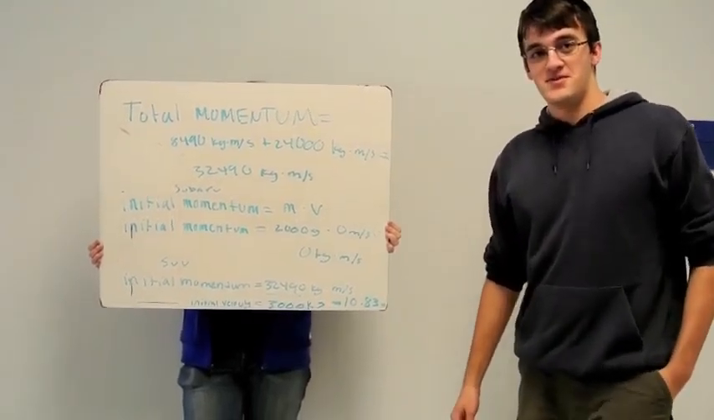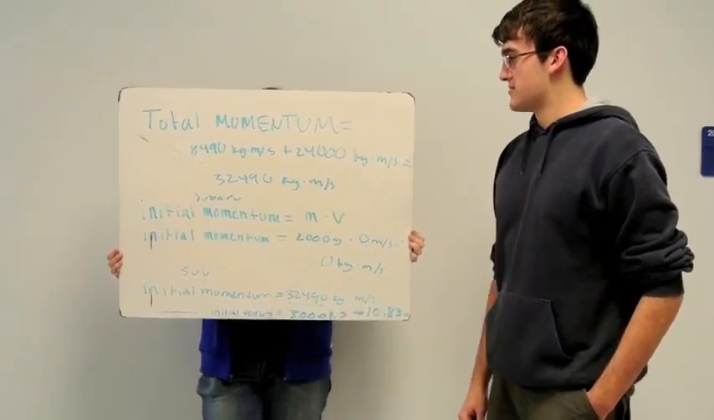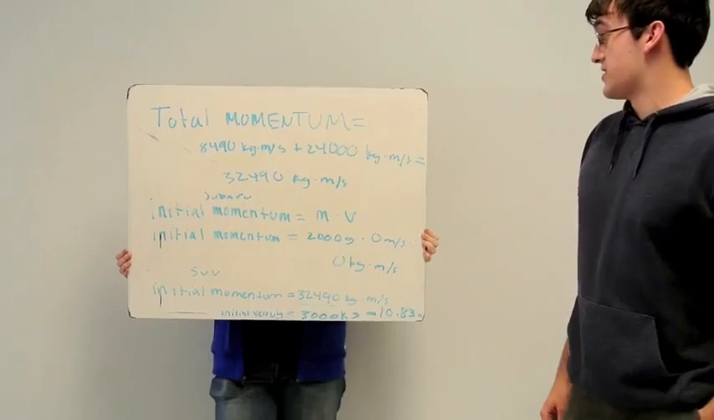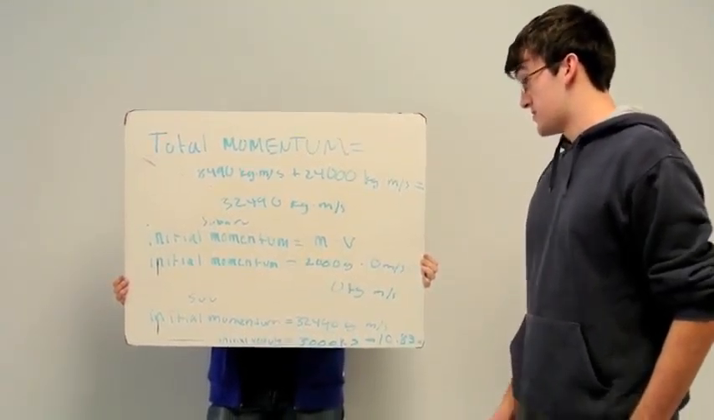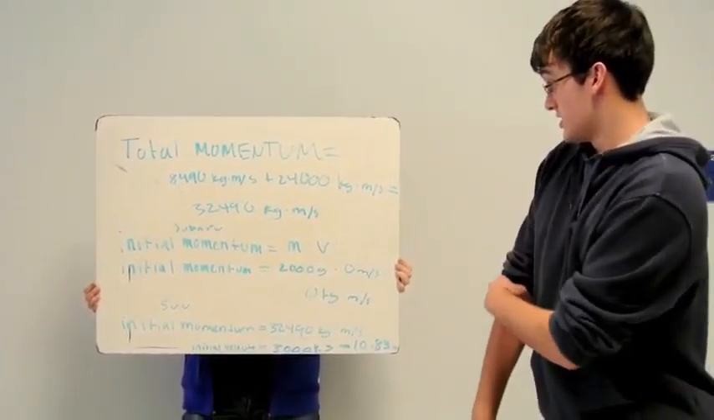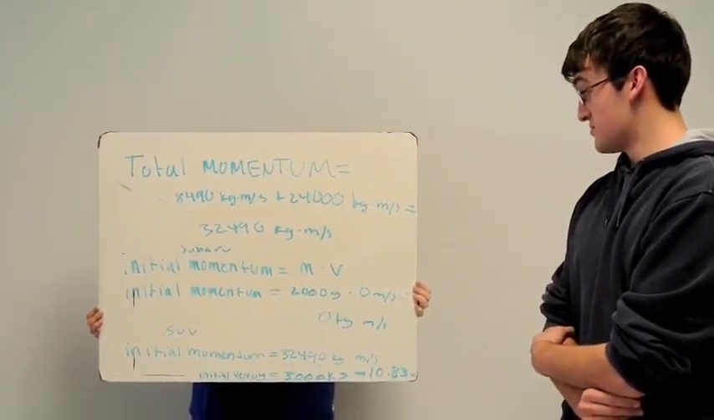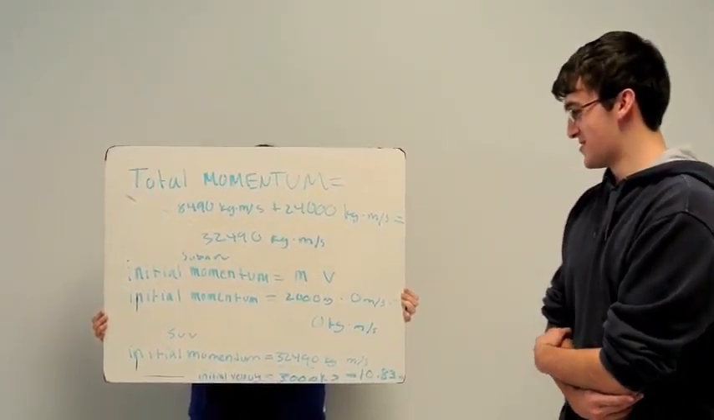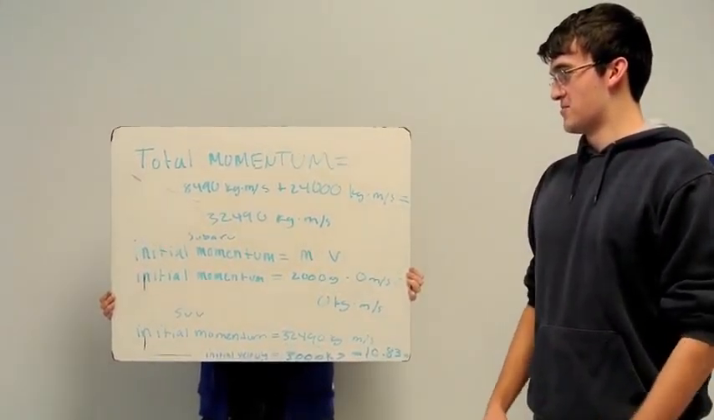Okay, so the total momentum of the collision is a combination of the 8,490 kilograms times meters per second of the Subaru plus the 24,000 kilograms times meters per second of the SUV, which makes a total of 32,490 kilograms times meters per second for the total system. And the initial momentum of the Subaru is 2,000 kilograms times 0 meters per second, which means that its total momentum is 0.